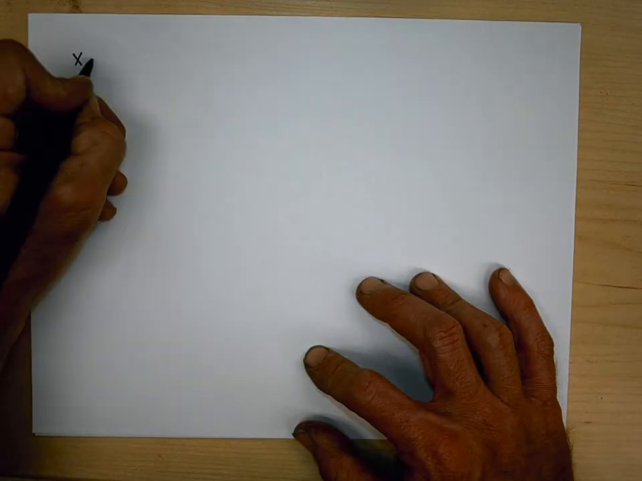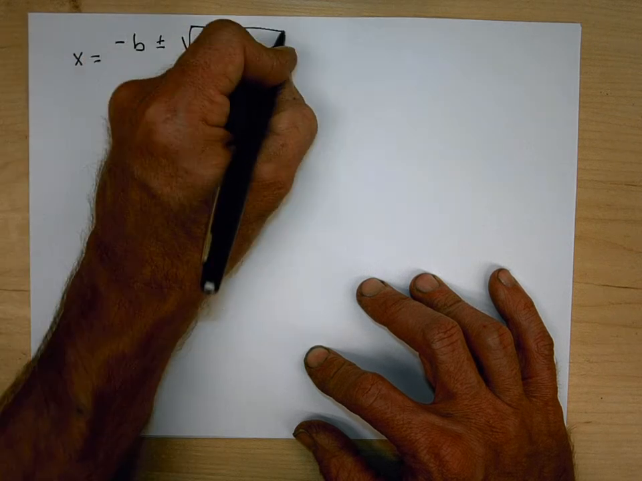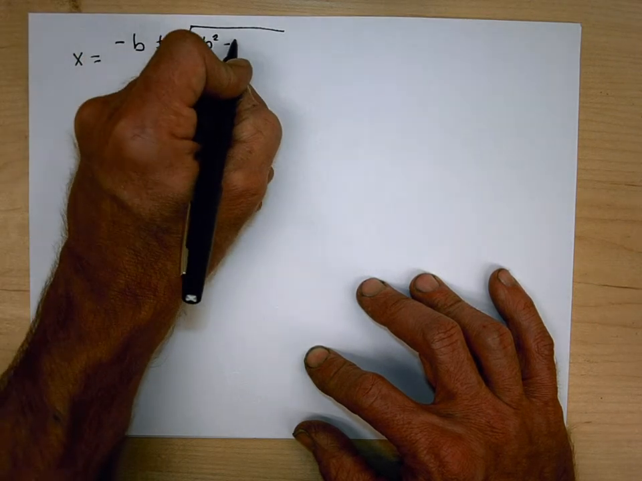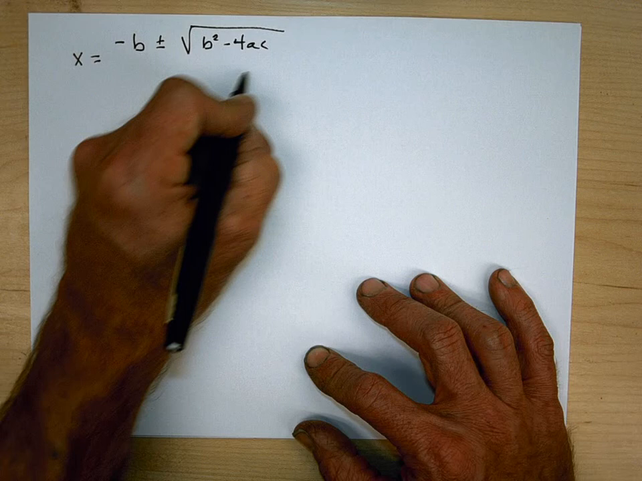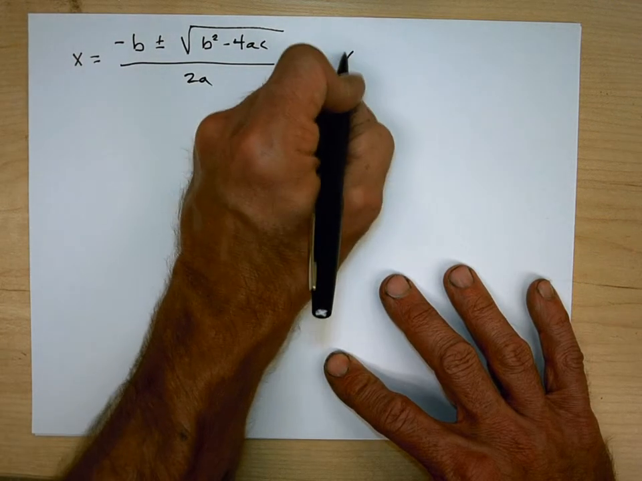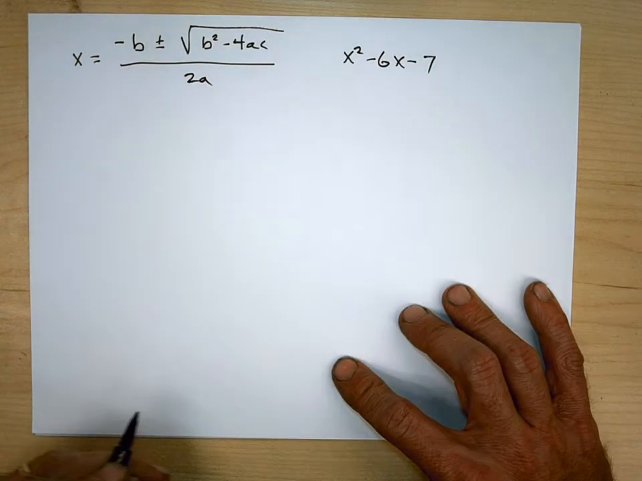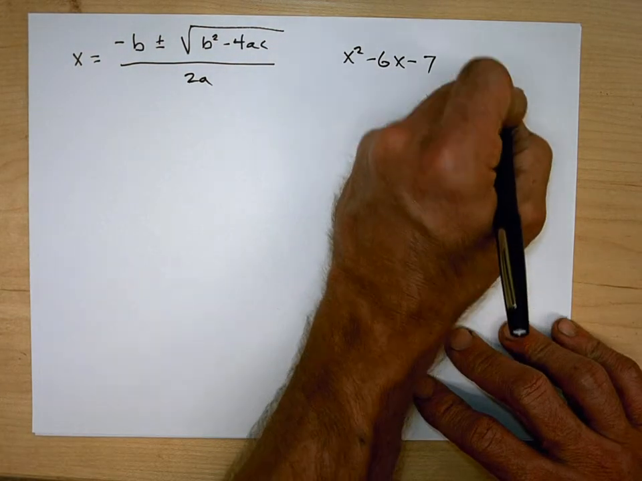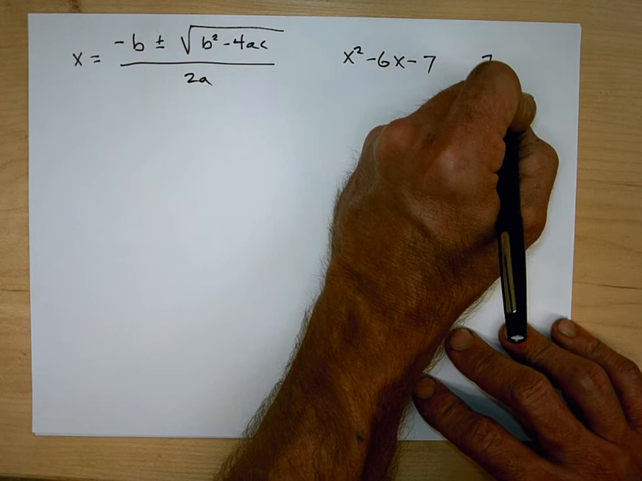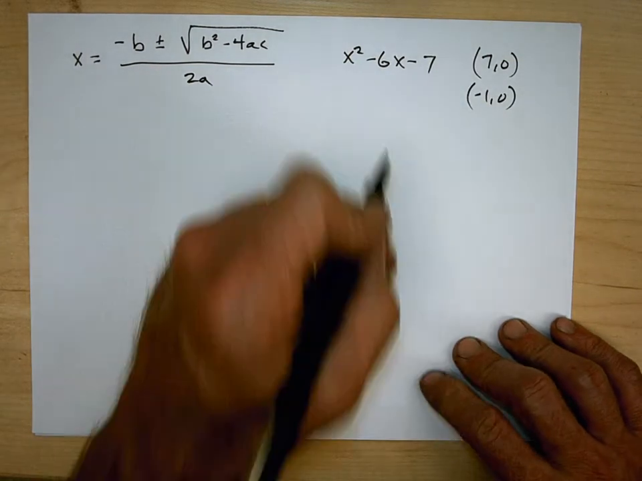it tells us that the x-intercepts occur at negative b plus or minus the square root of b squared minus 4ac, over 2a. And we're interested in finding the x-intercepts. We're just going to use the same function to verify what we found before. What we found before was that the x-intercepts were at 7, 0 and at -1, 0. So it'd be nice to see if we can get the same out of here.